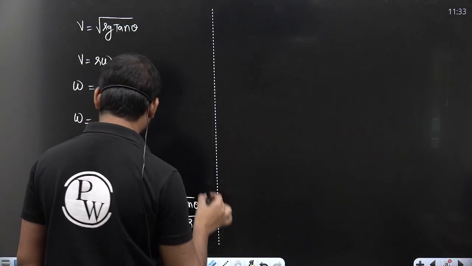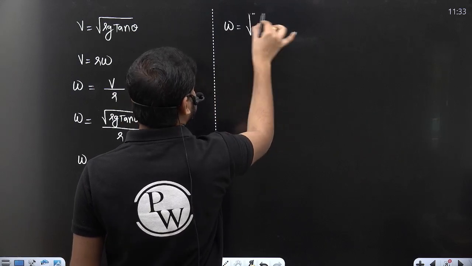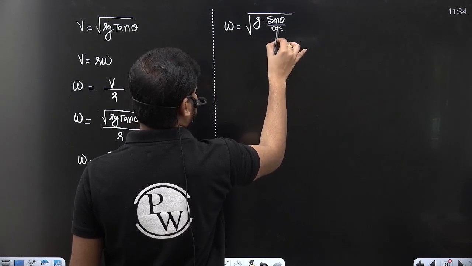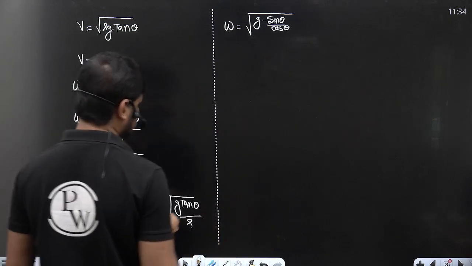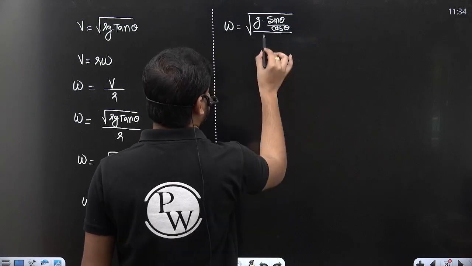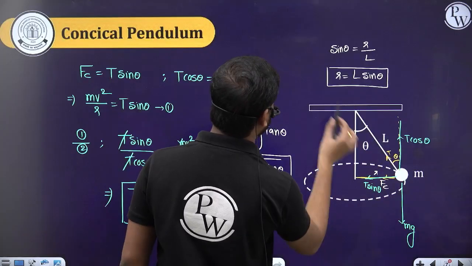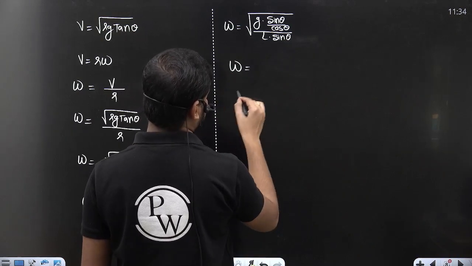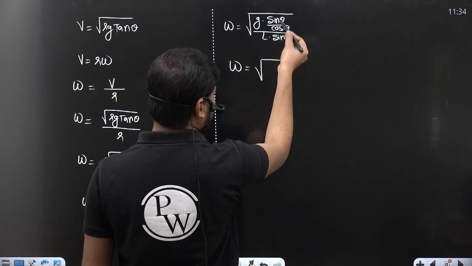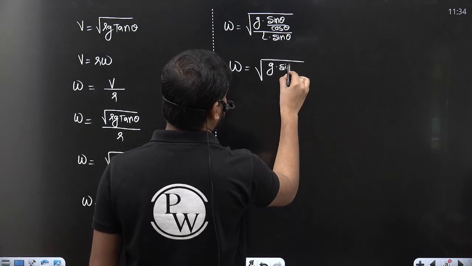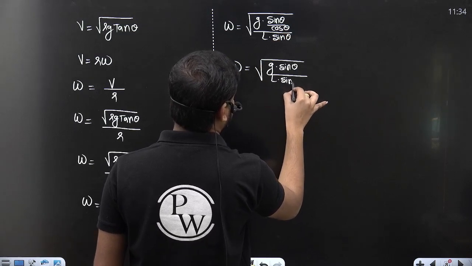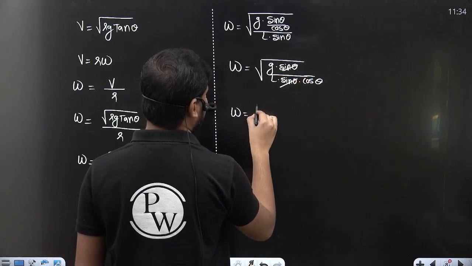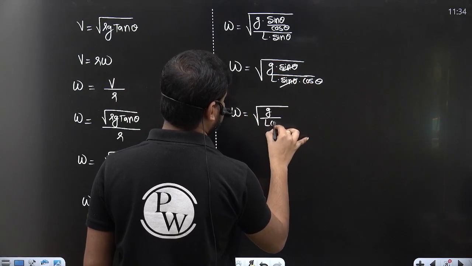So here we have got omega is equal to square root of g tan theta by r. Tan theta is sin theta by cos theta, right? In place of r, shall we write L sin theta? Yes or no? So omega is equal to g sin theta by cos theta, by L sin theta, which is nothing but g sin theta by L sin theta cos theta. Then this cancels, so omega is equal to square root of g by L cos theta. This is the omega we got.